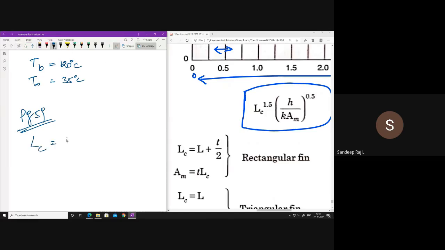LC is equal to L plus T by 2. L is given in the question as 20 mm, that is 20 into 10 to the power of minus 3. And T is given as 3, so 3 into 10 to the power of minus 3 by 2. So tell me, what is the value of LC?